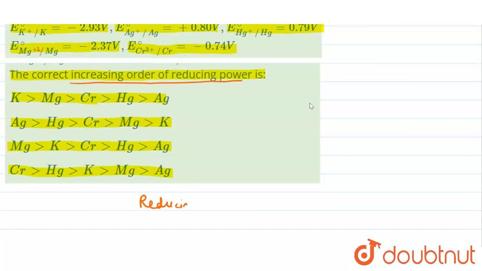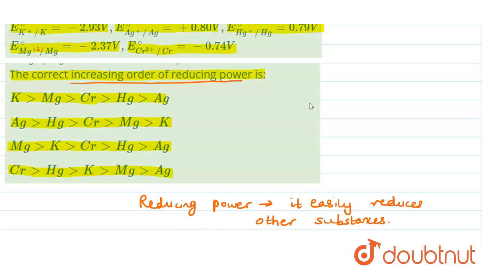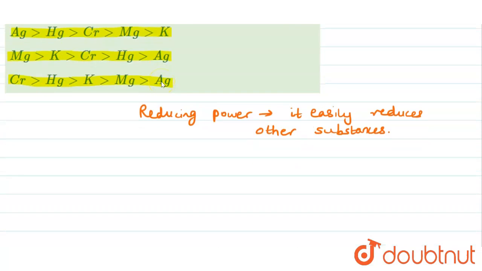So what is reducing power? It easily reduces other substances. In simple terms, this is what it means. So if it reduces others easily, it will oxidize itself easily. So the substance which oxidizes itself easily will be a good reducing agent.